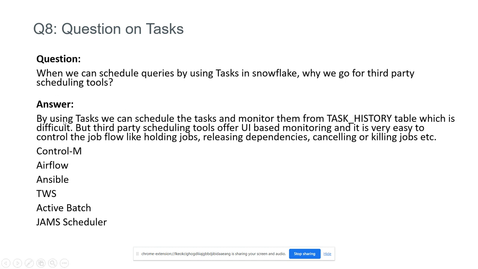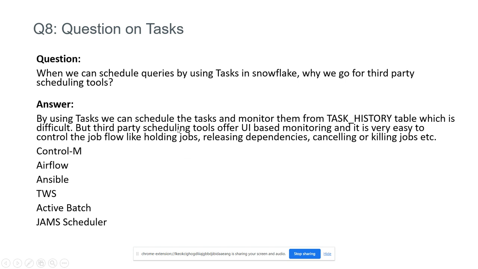Because by using tasks, we can schedule the queries, and monitor them from the task history table, which is difficult. Whenever you create a task to schedule your queries or procedures, how can you monitor them? Suppose a task is failing, how can you monitor that? The only way is to monitor the task from the task history table. But it is somewhat difficult, right? Because there are so many third-party scheduling tools where you can monitor by using a very good user interface, UI. That's why we go for scheduling tools.